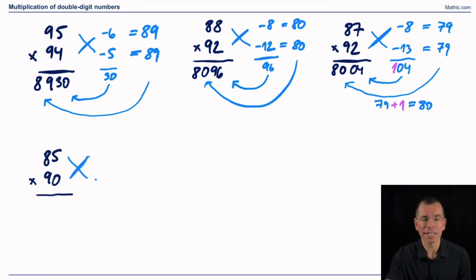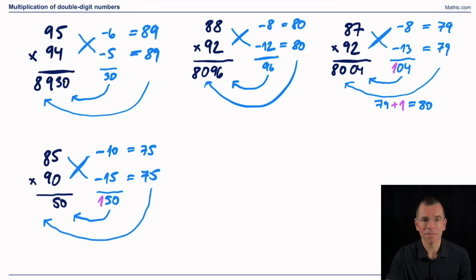Let's try one more difficult example of multiplication of 85 times 90. 85 less 100 is minus 15. 90 less 100 is minus 10. 85 less 10 or 90 less 15 is 75. Minus 10 times minus 15 is 150. So the last two digits of the result should be 50. The first two digits will be 75 plus 1, that is 76. So the final result is 7650.